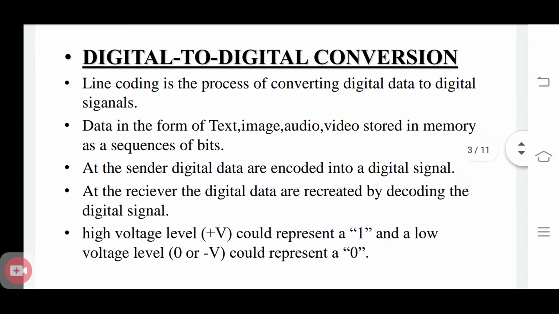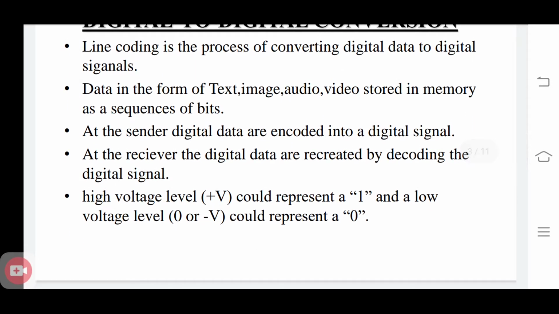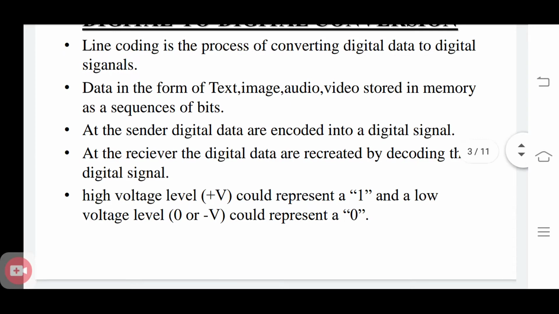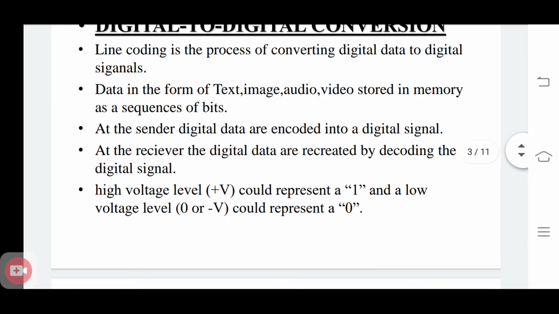Here a high voltage level, plus V volt, is used to represent binary 1, and a low voltage level is used to represent 0. So these are all about digital to digital conversion.